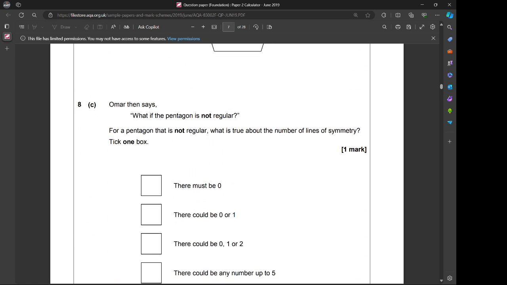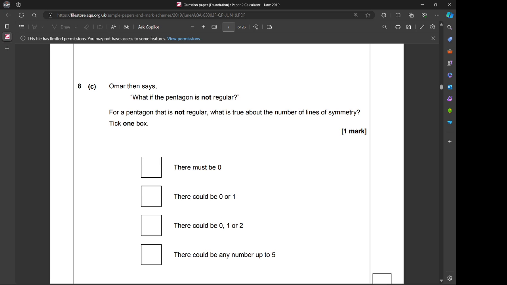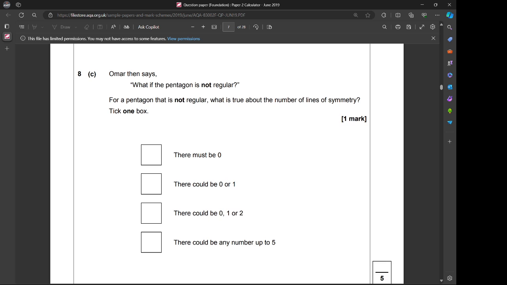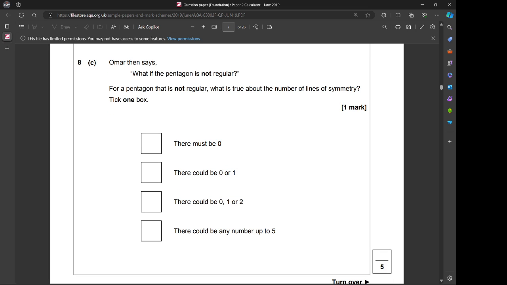Okay, part C. Omer says, what if the pentagon is not regular? Well, then obviously that will affect how many, okay? So the answer would be, okay, there could be any up to 5, okay? If it's not regular, okay, so it's going to be the bottom one, okay?